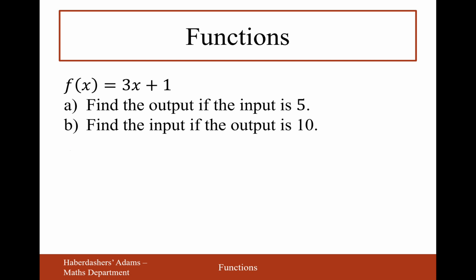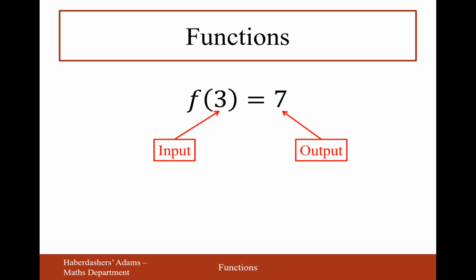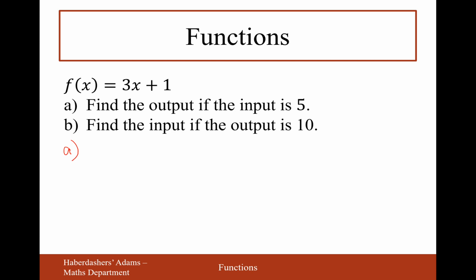Alright then, it's definitely worthwhile you having a think about how we answer these questions. So, find the output if the input is 5. Now if the input was 5, that means we need to put 5 into the function. So let's go ahead and do that. F of 5 equals, so we put 5 into x, that's going to be 3 times 5 plus 1, that's 15, add 1, that's 16.